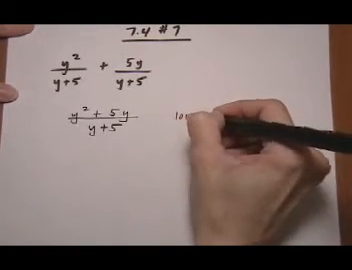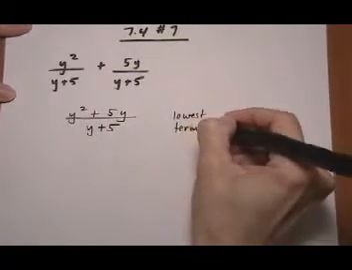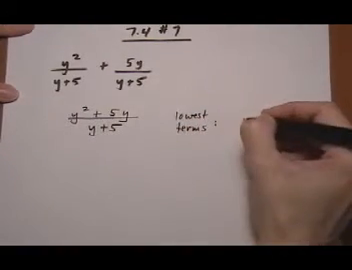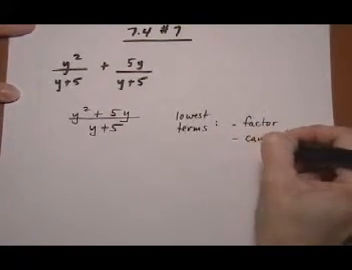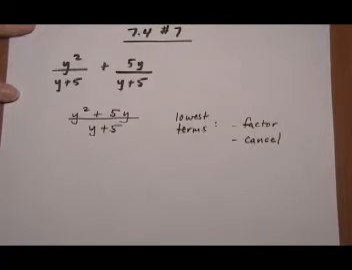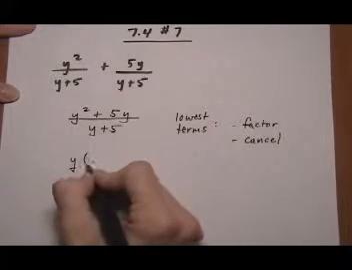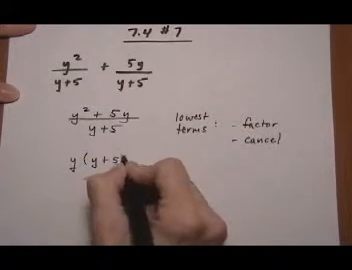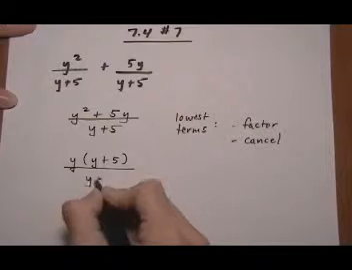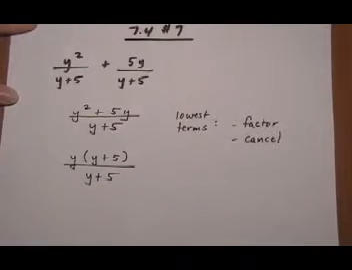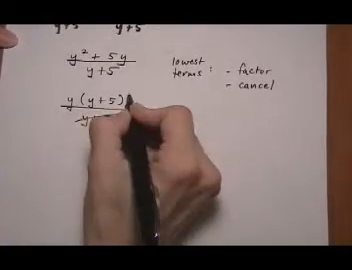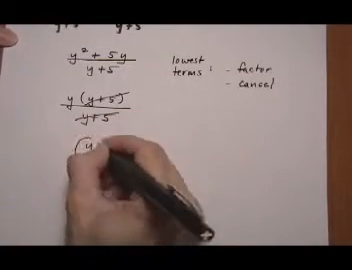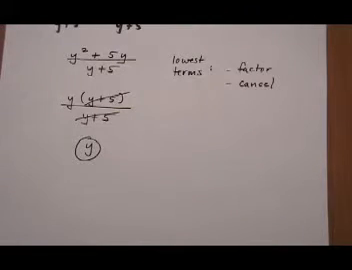But remember that lowest terms for a rational expression means you want to first factor and then cancel. So we never want to cancel before we do our factoring. So let's factor the numerator. We can pull out a GCF of y, and we have y times y plus 5 over the denominator of y plus 5. And now we can go ahead and cancel the common factor y plus 5. So our final answer there is y.